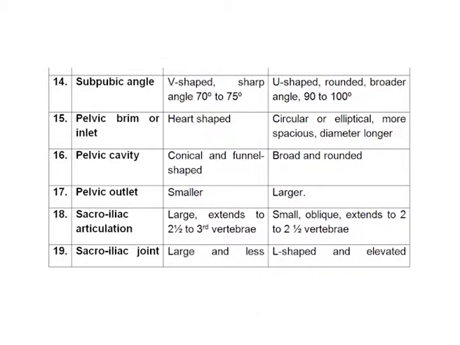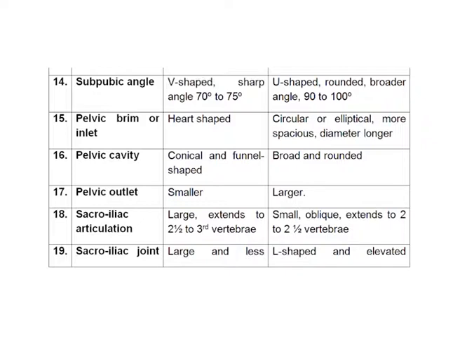We observe the subpubic angle, it is a V shaped sharp angle having an angulation of 70 to 75 degrees in male pelvis, whereas in females it is U shaped, rounded, broader and the angle may be 90 to 100 degrees or even more.